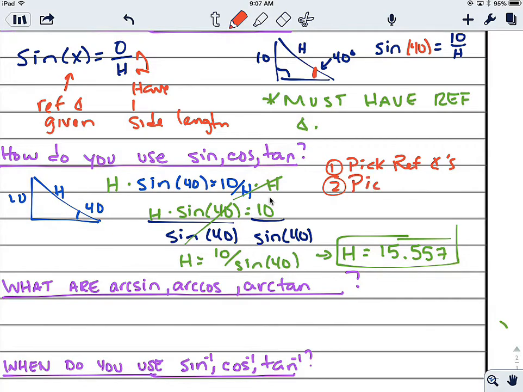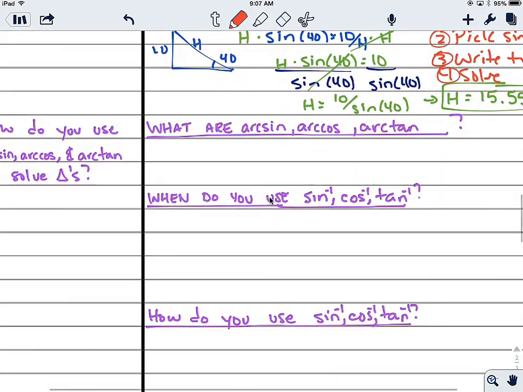You have to pick sine, cosine, or tangent based on what you have, and then you need to write the sentence before you solve. Okay, those are things at least we're looking for when you're solving this.